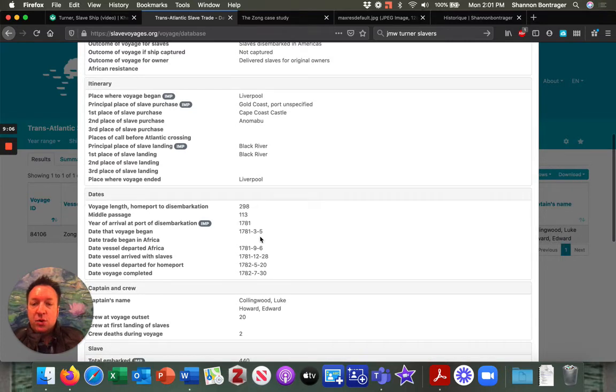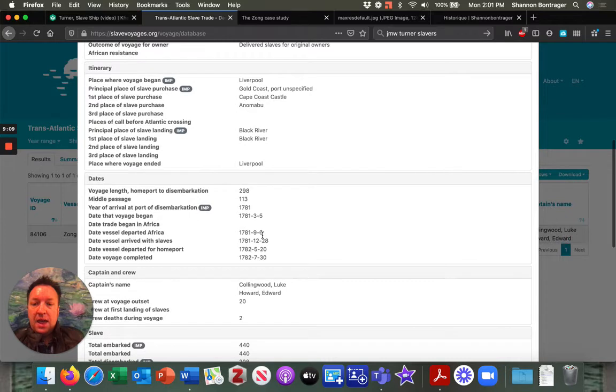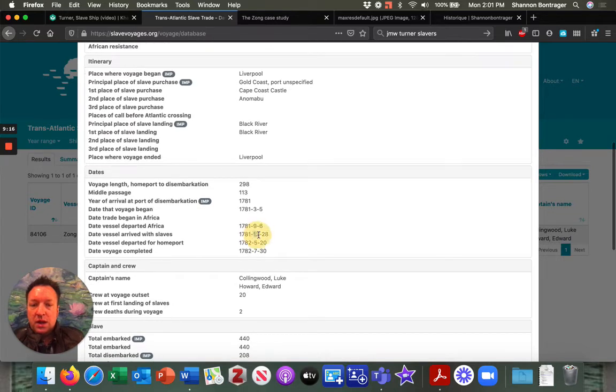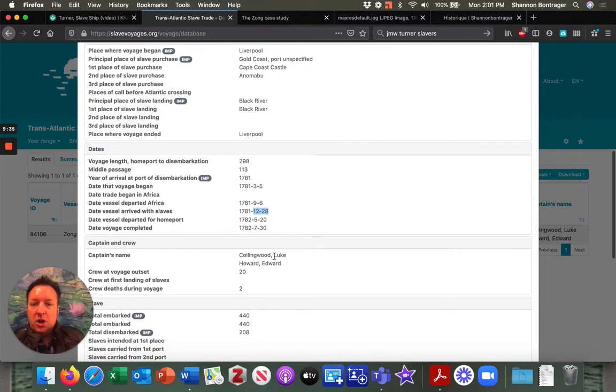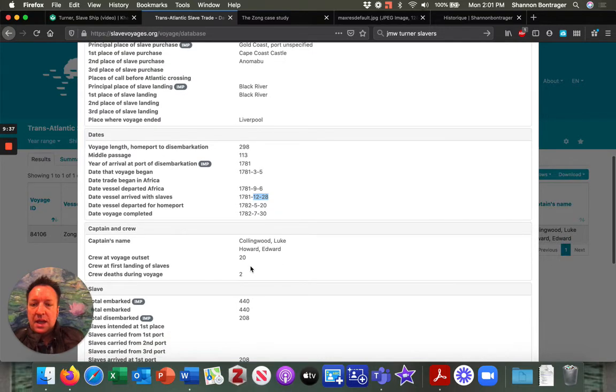They began their voyage March 5th, 1781, and departed Africa in September of 1781. They arrived with slaves. This is important, an interesting date, right? 3 days after Christmas. So 3 days after Christmas in 1781, they arrived with slaves to sell, and then they departed for home about 5 months later, and then they returned just 2 months after they left. Luke Collingwood is the captain, and he has a crew of 20, but we see here that 2 of those crew members died on the voyage.